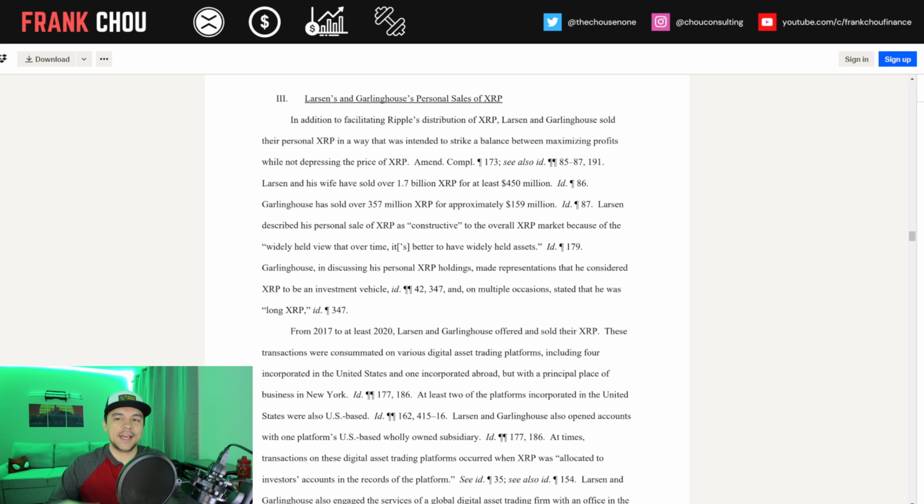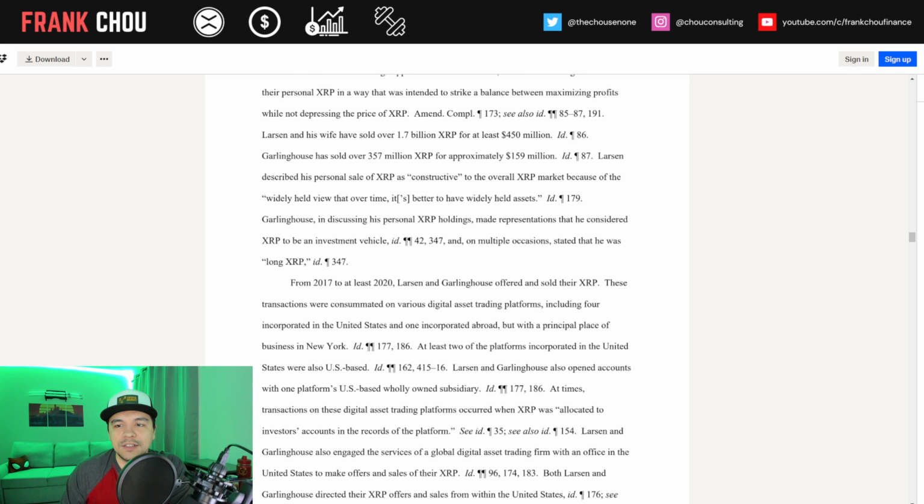Now, let's look at the personal sales of both individuals of XRP. This is sort of the capstone to this discussion around the history and background and lead up here before Judge Torres takes a deeper dive into the legal precedents and case law to make the decision. So, their personal sales. In addition to facilitating Ripple's distribution of XRP, Larsen and Garlinghouse sold their personal XRP in a way that was intended to strike a balance between maximizing profits while not depressing the price of XRP.